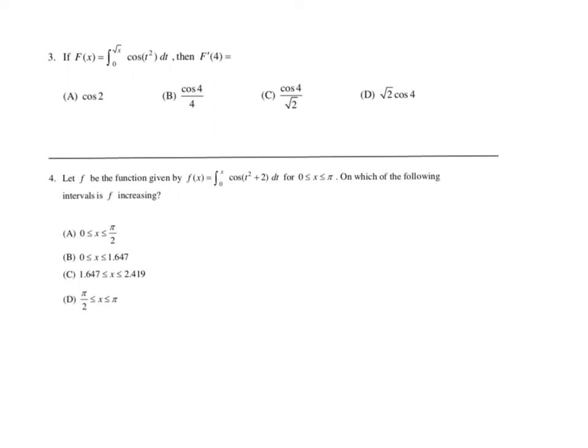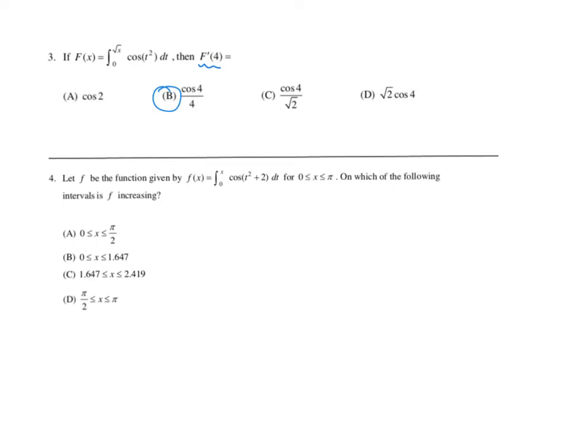For problem 3, the answer is going to be B. So again, if you got that right, you can just skip forward in the video to the next problem. But to get this answer, this time we're asked to find f prime of 4. So we need to first find the derivative of f, and then we need to plug 4 into the derivative.